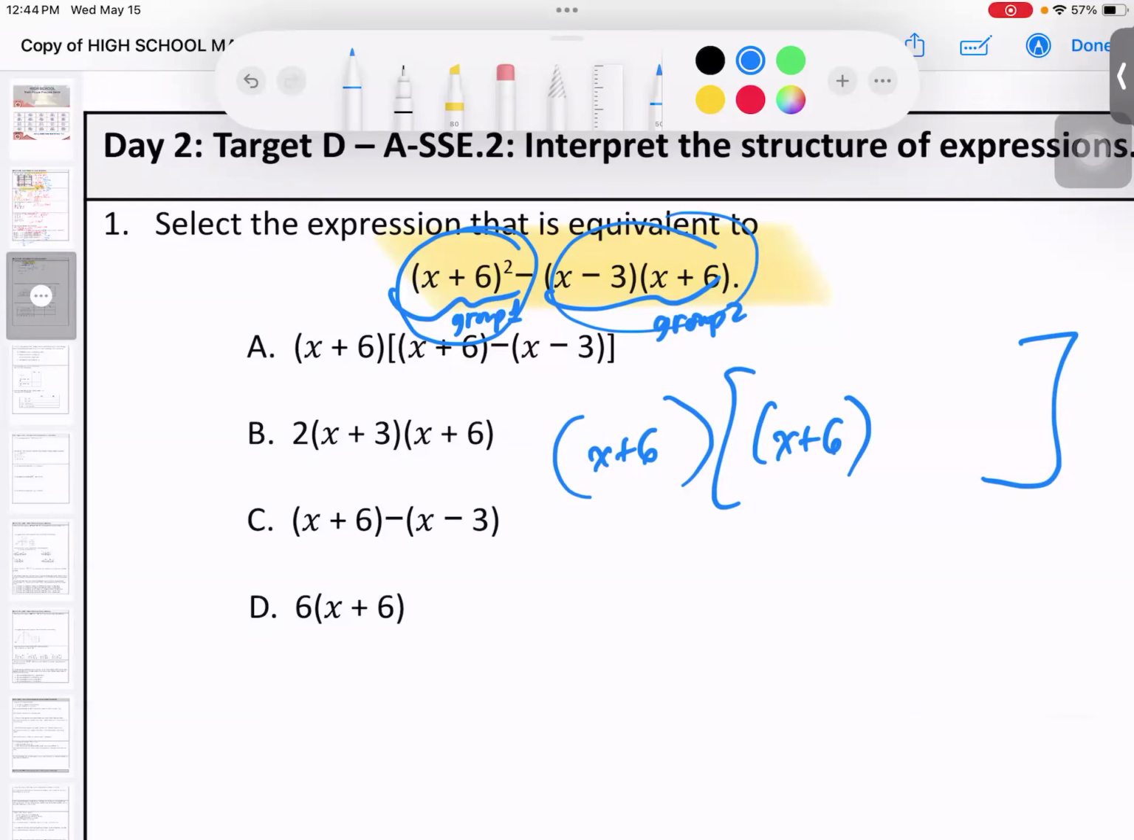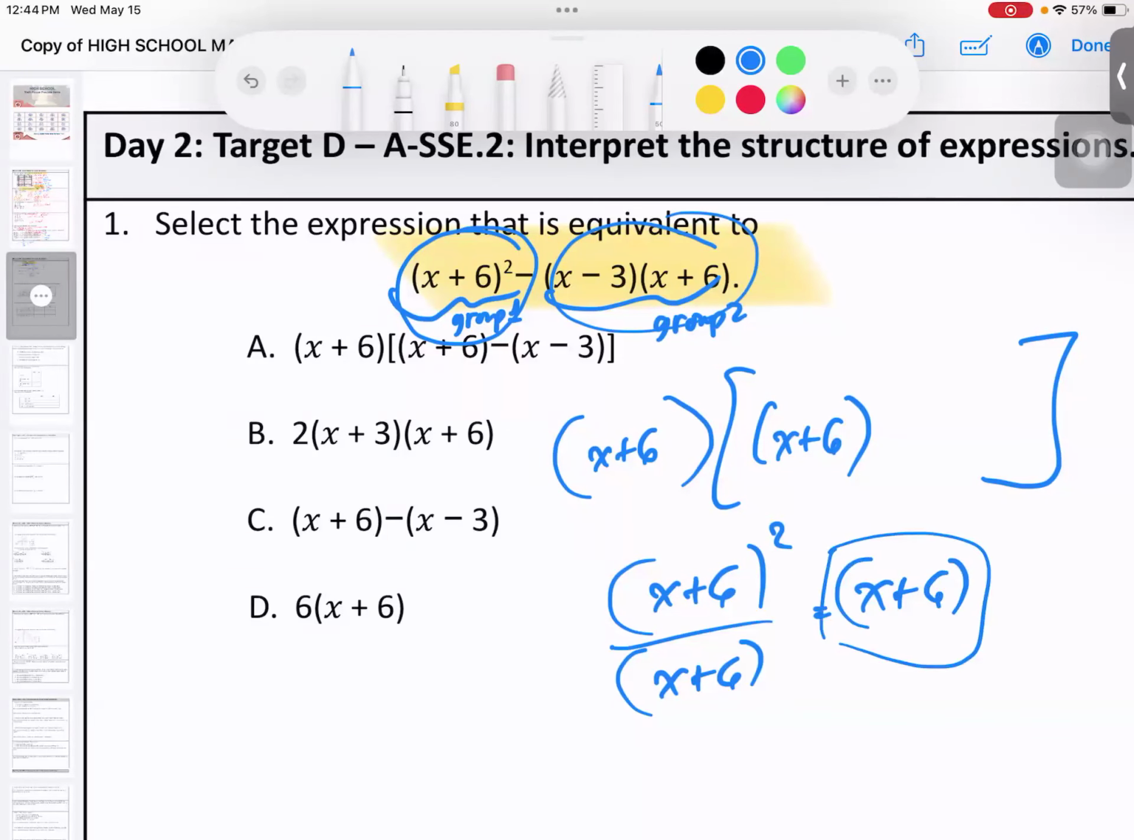Again, when you factor out, that means you divide it. X plus 6 squared divided by x plus 6, that's x plus 6. Remember, you factor out, that means you divide it. Now root 2. What do you have left for the second root? Minus x minus 3.